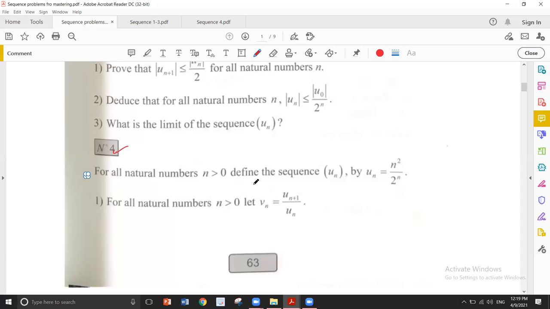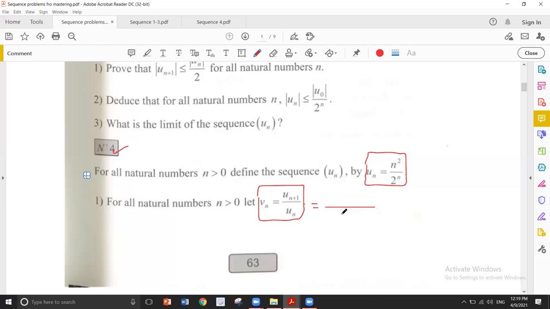We have the sequence un defined by un equal n squared over 2 to the power n, and another sequence vn equals un plus 1 over un. Let's calculate vn. What will be vn? Chris, what will be vn? What is un plus 1?